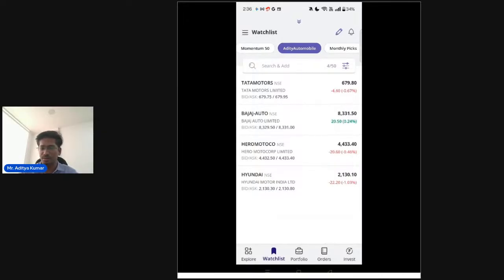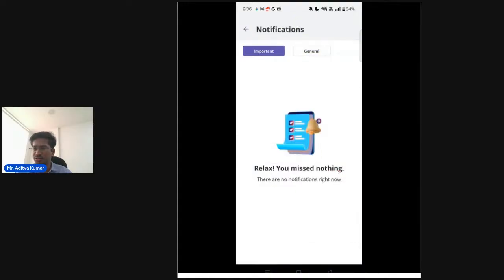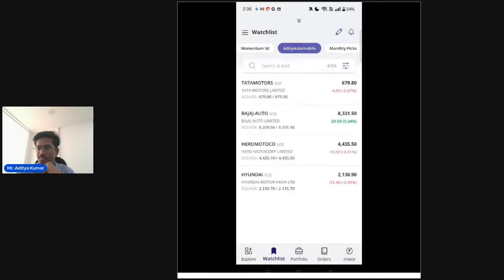You can also see on the top right corner of the screen, there is a bell icon. It is a notification center. It's where all the notifications that we are sending, be it related to the market or any personal alerts or tips to improve your trading experience. So it's like an assistant keeping you in the loop.